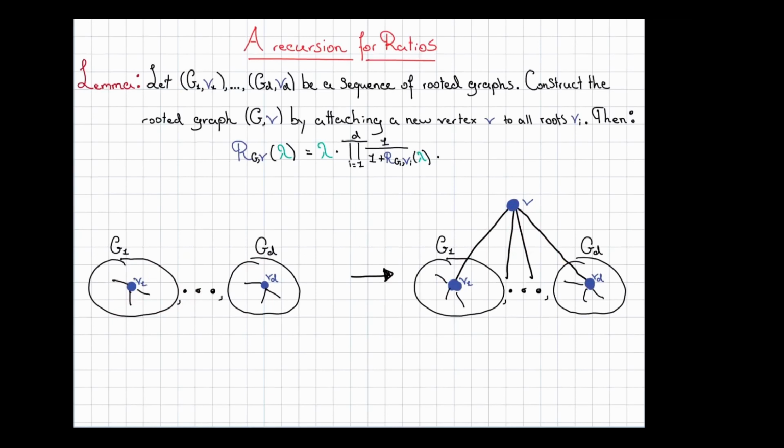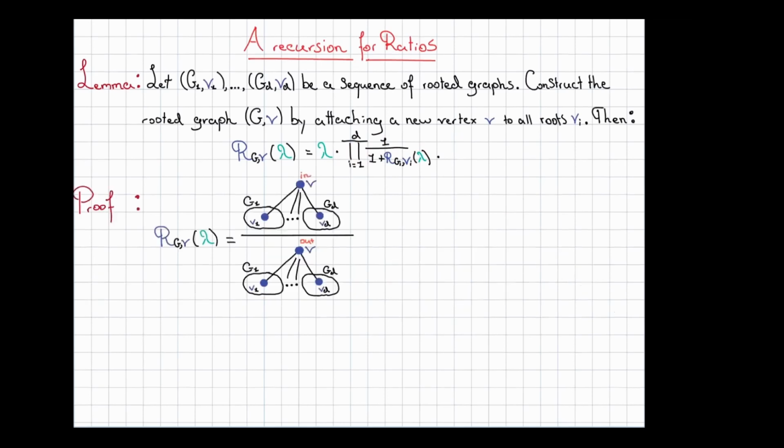Then I can express the ratio at this new vertex as a rational function of the ratios of these smaller graphs, specifically lambda times the product over 1 divided by 1 plus the ratio of these smaller graphs. I'd like to prove this.